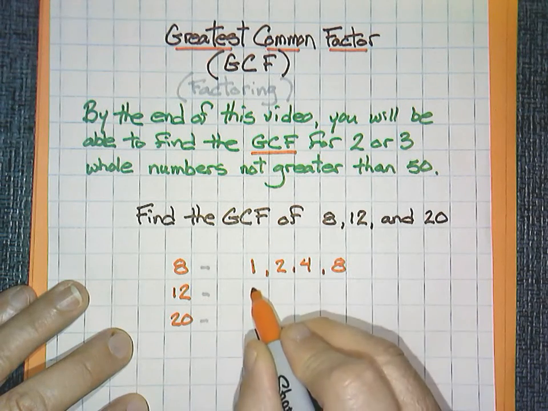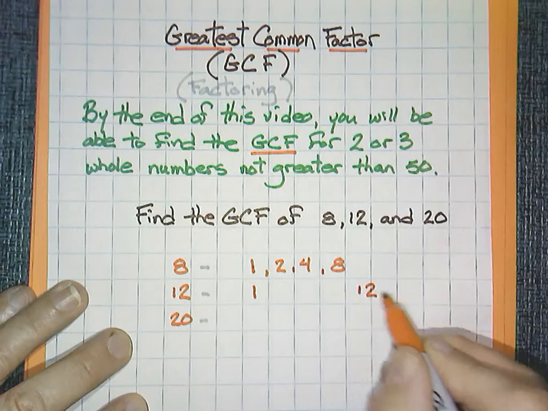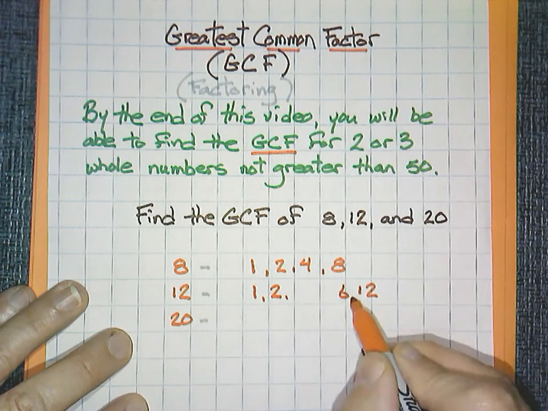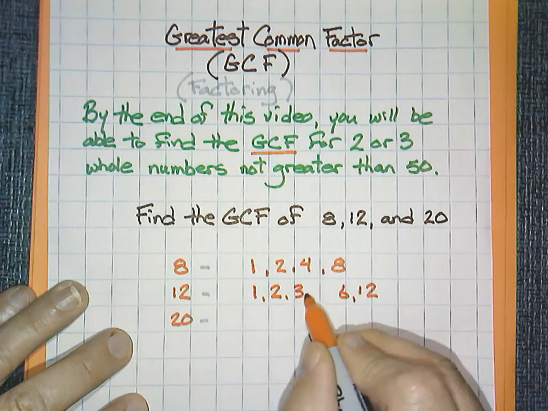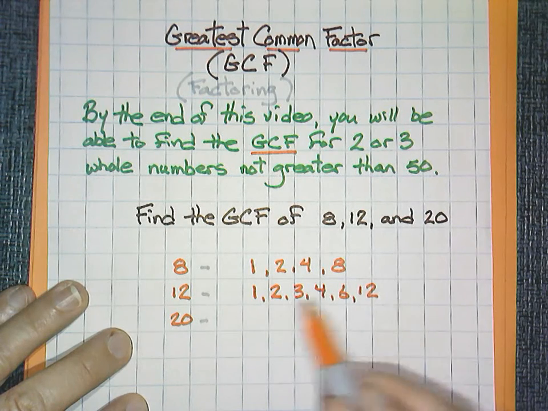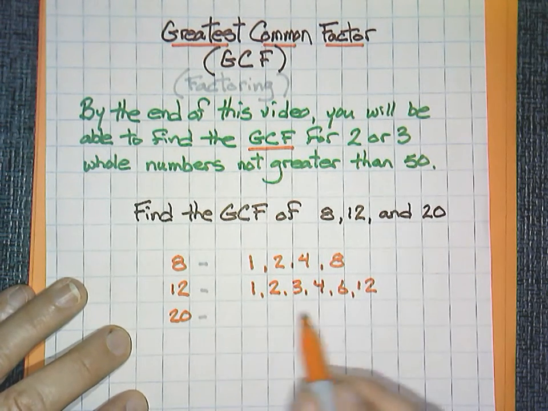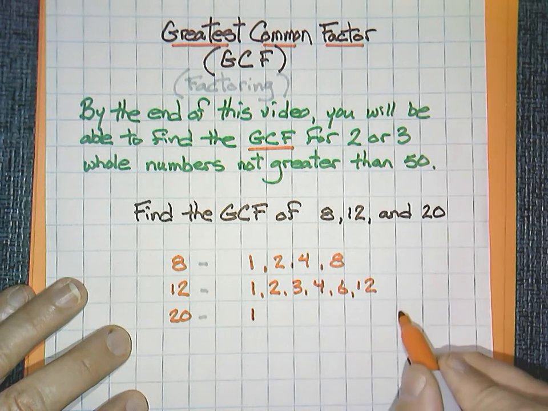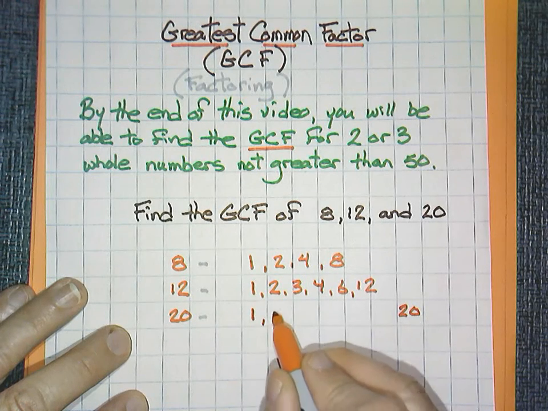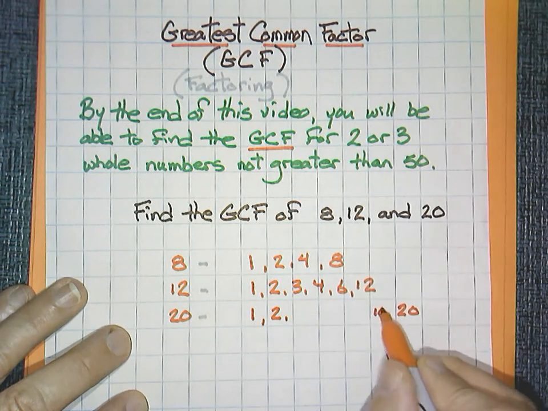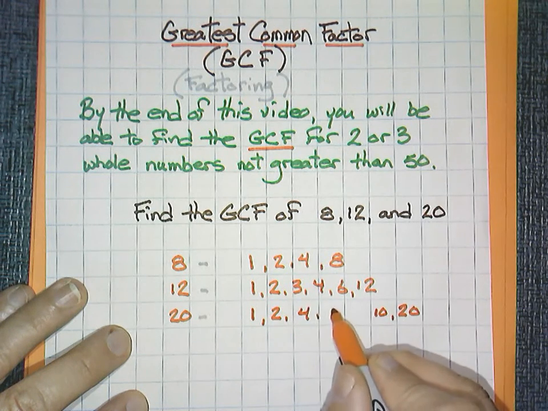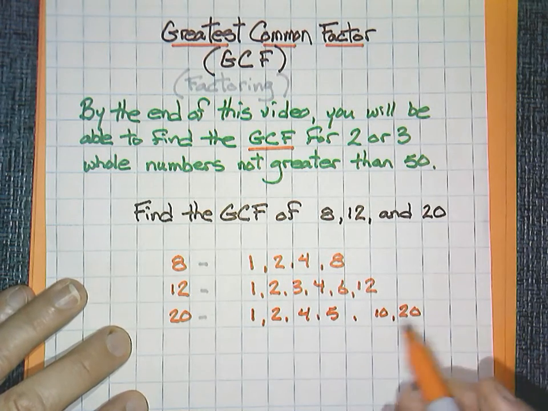Factors of 12 would be 1 times 12, 2 times 6, and 3 times 4, and we usually list them in order from left to right in order of their value. Factors of 20, I'm going to leave a little bit more space just in case. 1 and 20, then 2 times 10, and 4 and 5. So we list our factors.